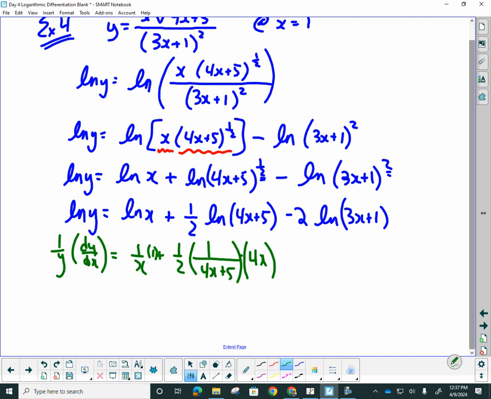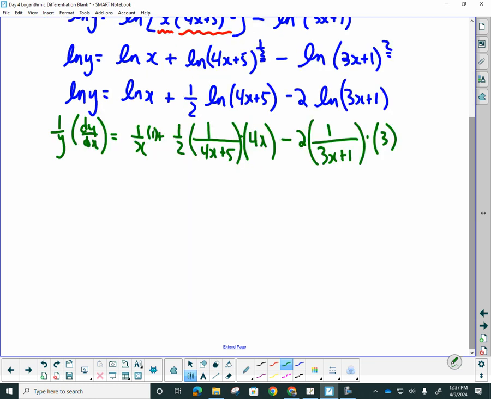All right. And then minus 2, again, it's the ln of something. So it's 1 over that something times the derivative of the inside, which in this case is 3x plus 1. So the derivative of 3x plus 1 is just 3. So that's much easier to differentiate than trying to tackle it with the quotient rule up at the top. So I can tidy this up quite a bit.